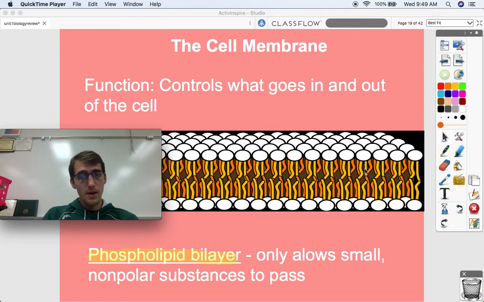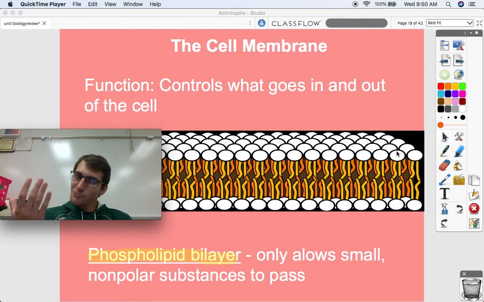Through most of the cell membrane, unless there are special proteins that allow other compounds to pass through into the cell or out of the cell, the phospholipid bilayer only allows small nonpolar substances to pass through. This means that big molecules like glucose and proteins can't get through the phospholipid bilayer on their own. But small nonpolar molecules like carbon dioxide or maybe even oxygen gas can pass through the phospholipid bilayer.